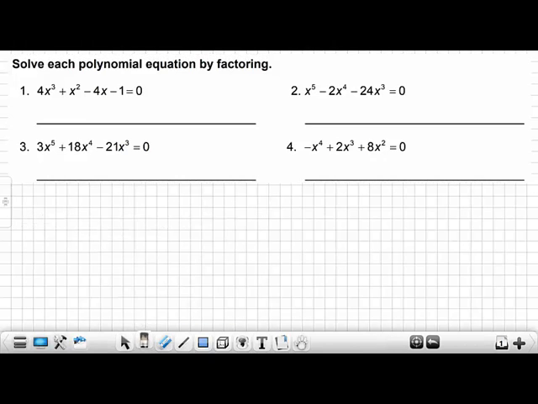So, number 1, 4x cubed plus x squared minus 4x minus 1 equals 0. So, we are going to solve these out. Let's go ahead and start. Kaya, grouping the first 2. What can I factor out of the first 2?